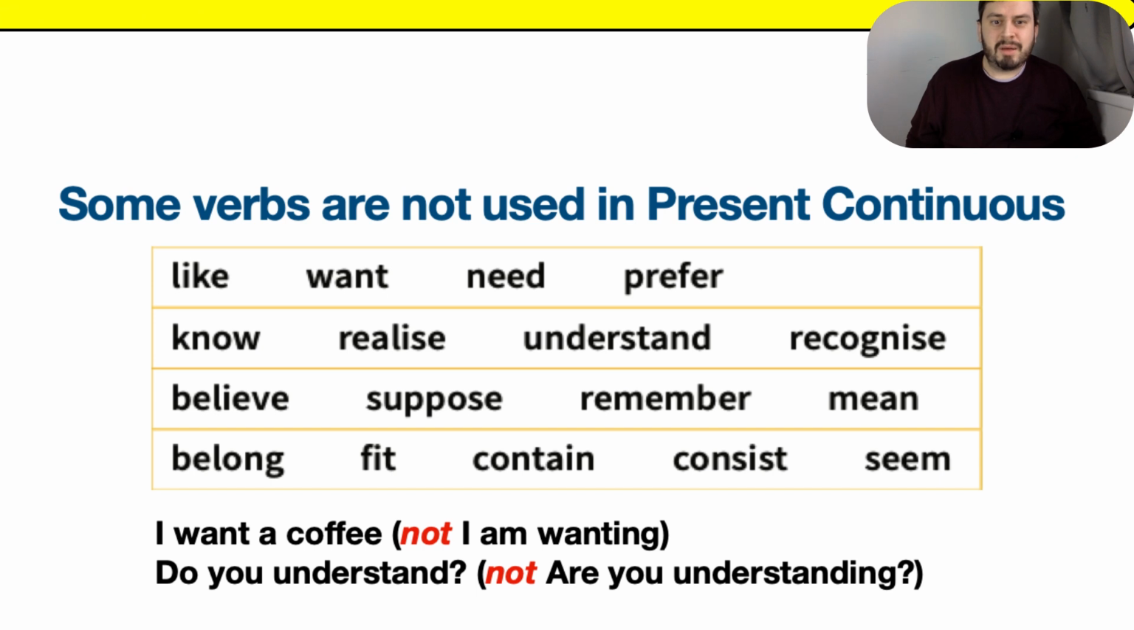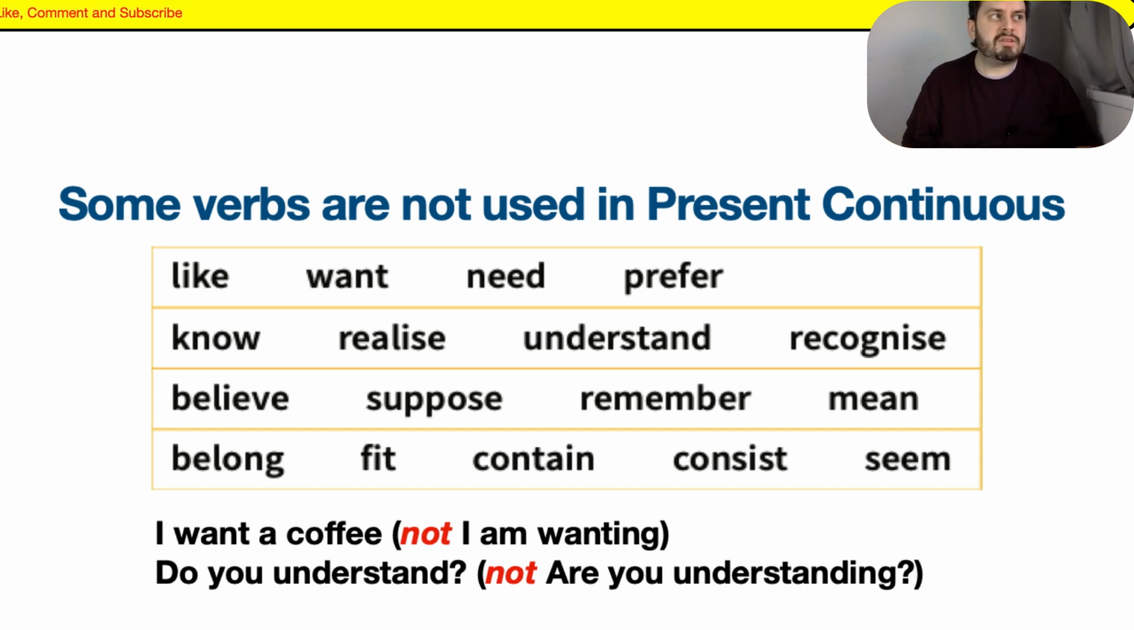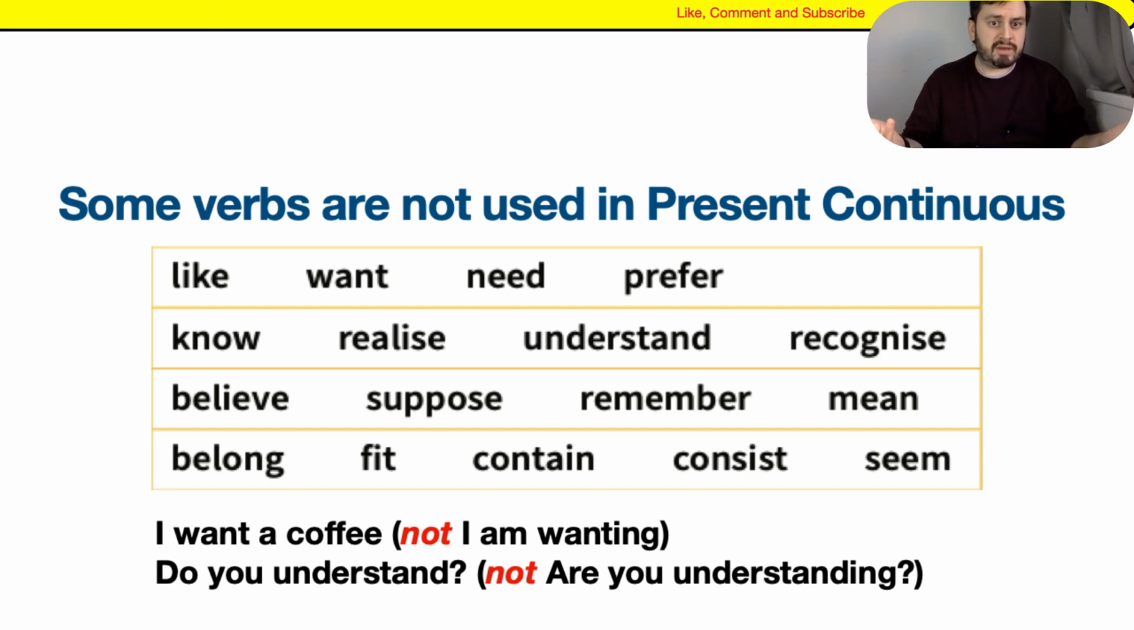So, some verbs, though, are not used in the present continuous. Maybe you've learnt this before. We know that state verbs, verbs that don't show an action, we cannot use in present continuous, even if we want to say it's happening now. You can see the verb list below. Make sure you take a screenshot. Make sure you write these down if you think you will forget them.